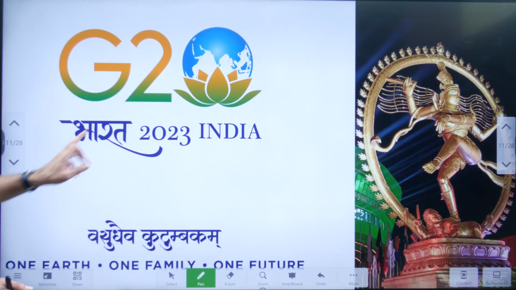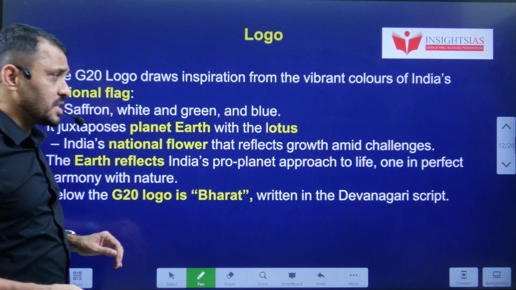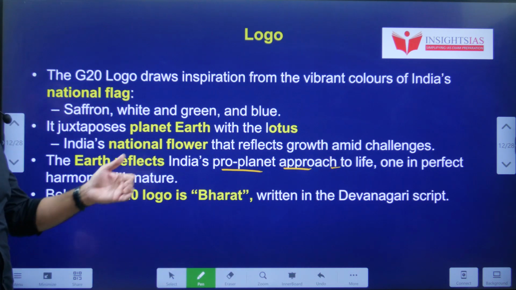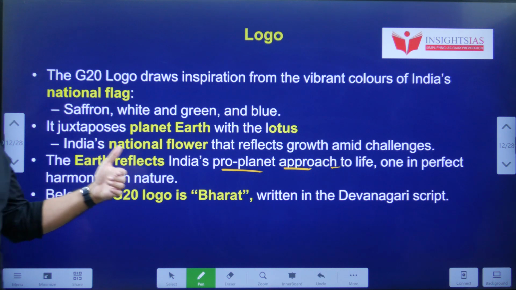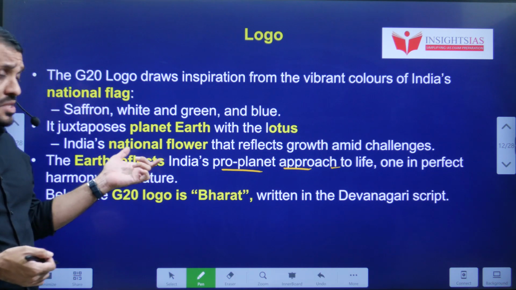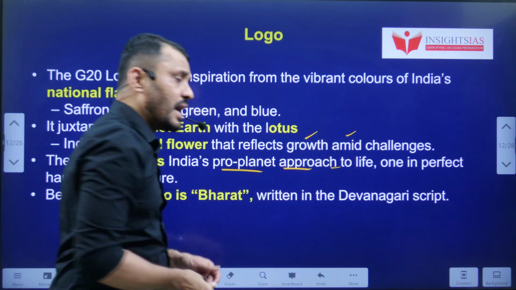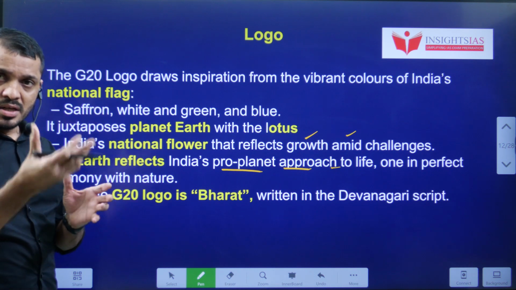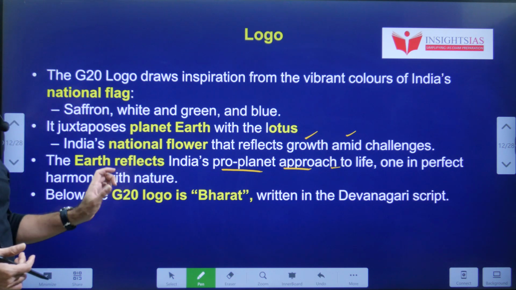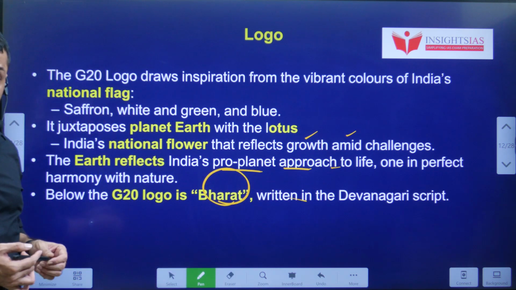Apart from that, it also has the globe along with the lotus. The planet earth represents the pro-planet approach to life, and that our development must be in harmony with nature, that is, sustainable development. The lotus reflects the national flower, and also growth amid challenges. You know that the lotus grows in muddy waters; it grows across challenges. So that is what this lotus is reflecting. Below the G20 logo we can find the word Bharat, written in Devanagari script.